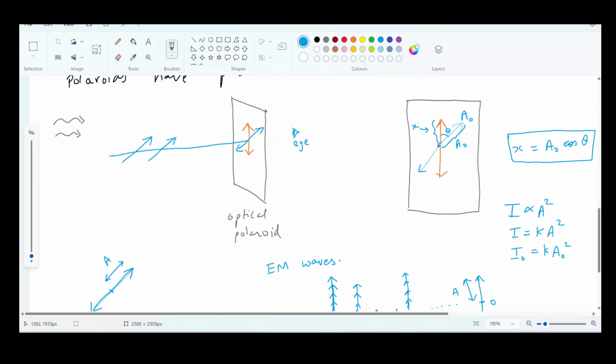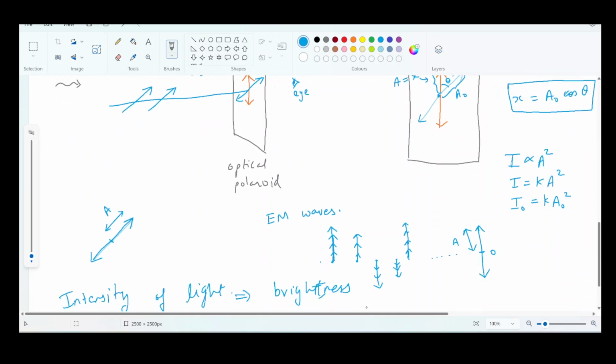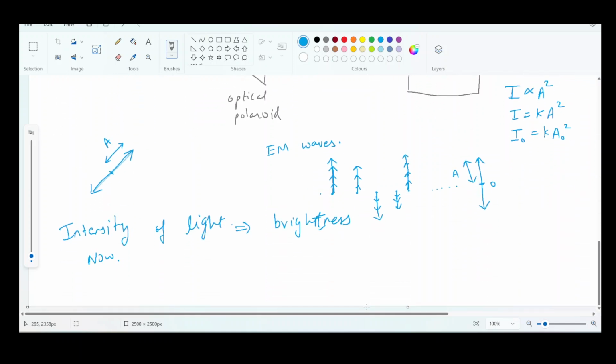This a over here is basically the amplitude that comes out of the polaroid. So the amplitude that comes out of the polaroid is a, and the amplitude that goes in is a naught. So a naught's component comes out of the polaroid. So this can be written as a is equal to a naught cos theta. Squaring both the sides, we get a square is equal to a naught square cos square theta.